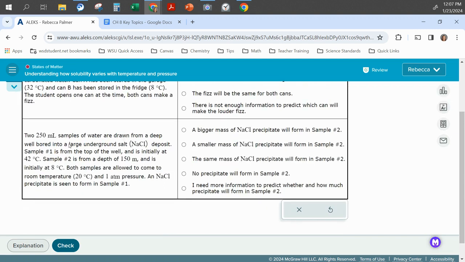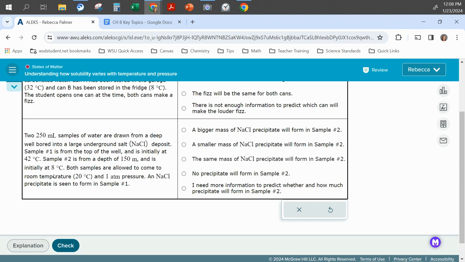Great. Okay, and then the salt mine. This one's a little bit different. Again, we're looking at the temperature. Sample A starts at 42. Sample B starts at 8. They're both going to go to 20, but one is warming up and one is cooling down. And it says a sodium precipitate is seen in sample 1.